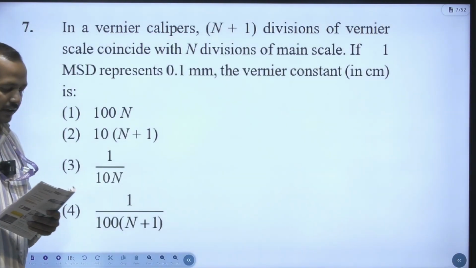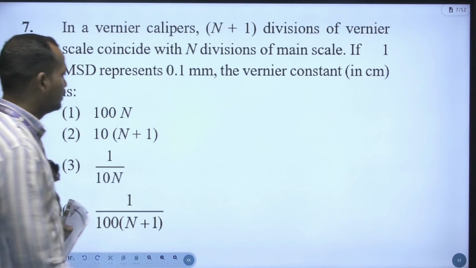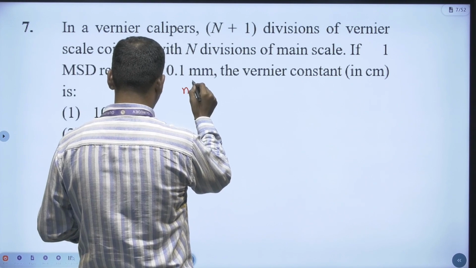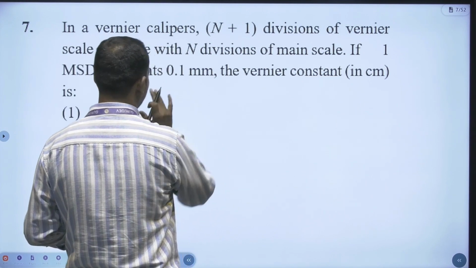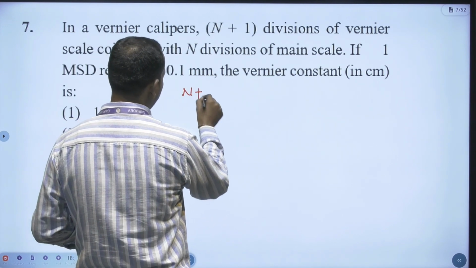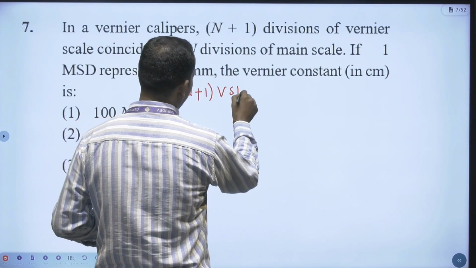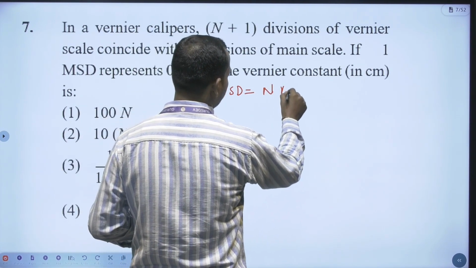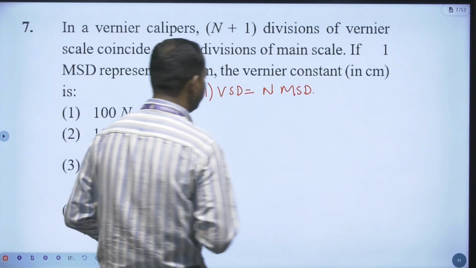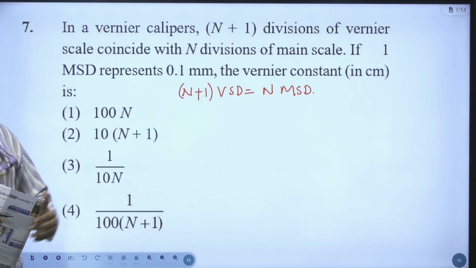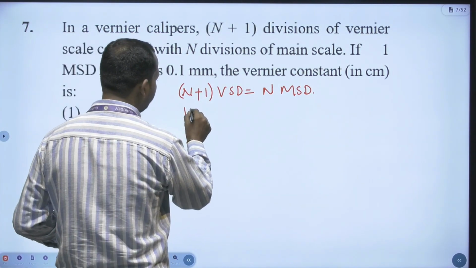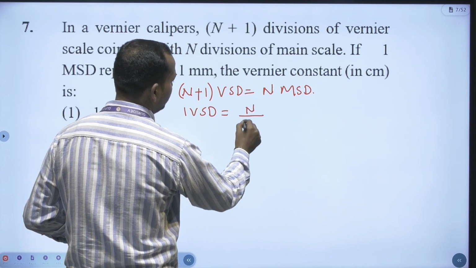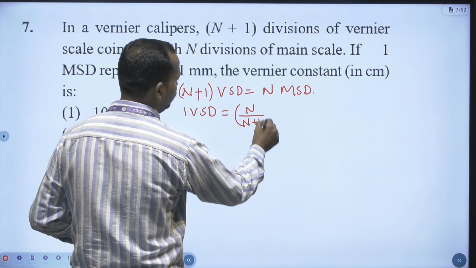So here, if you write the formula, we know that n plus 1 VSD is equal to n MSD. This is the formula. Then what is the value of 1 VSD? How much will 1 VSD be? It is n divided by n plus 1 into MSD.